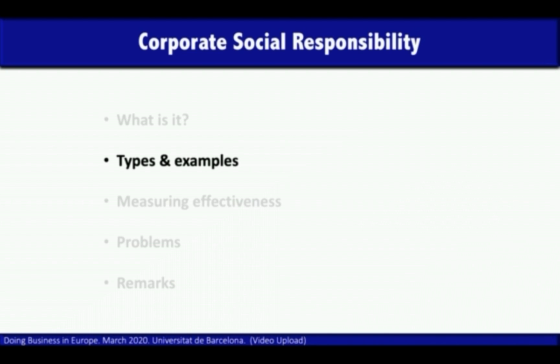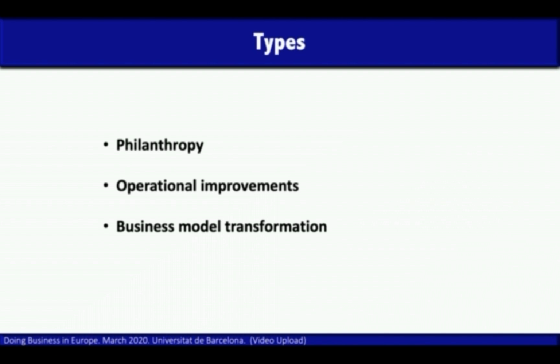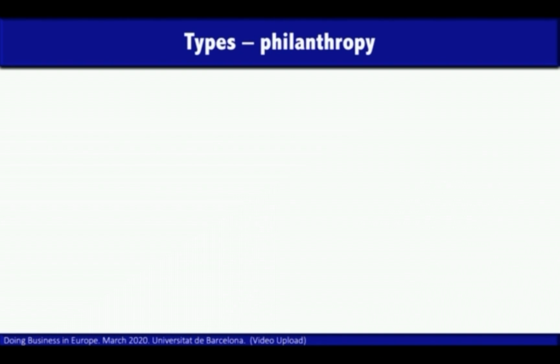So then there are different types of engagements that companies may take when they deal with socially responsible acts and policies. There's basically three types. It could be pure philanthropy. They could have to do with operational improvements or business model transformation. There are different ways that companies may want to engage socially.